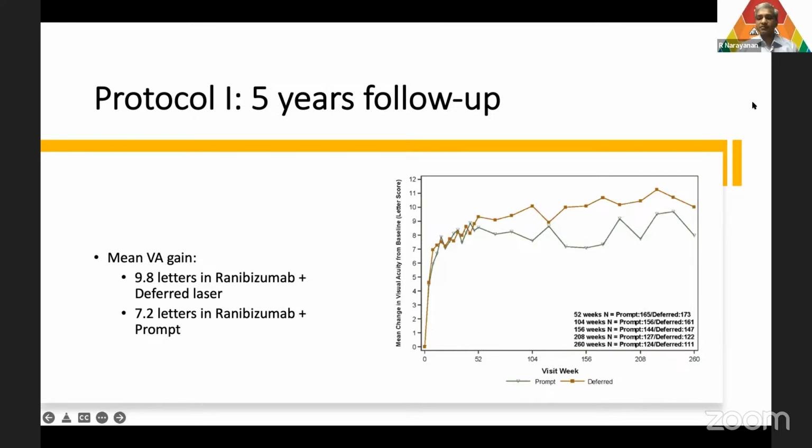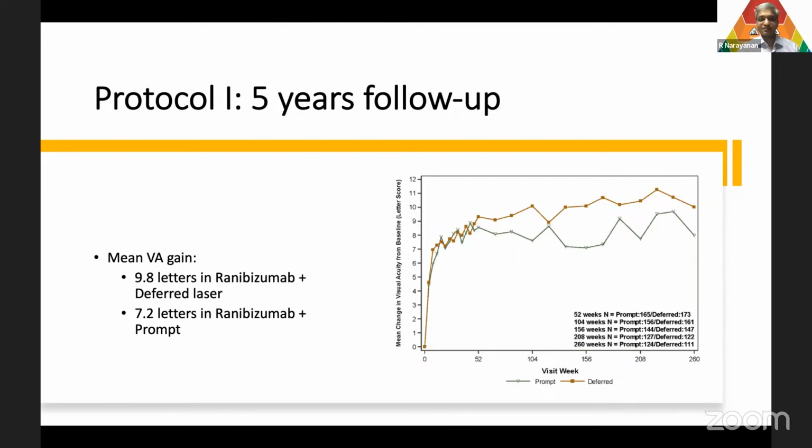commonly used earlier, but in this figure or graph, it has not been shown because it's not that much used and the results were not that great, at least in phakic patients. But what you can see is that the patients gained 9.8 letters.